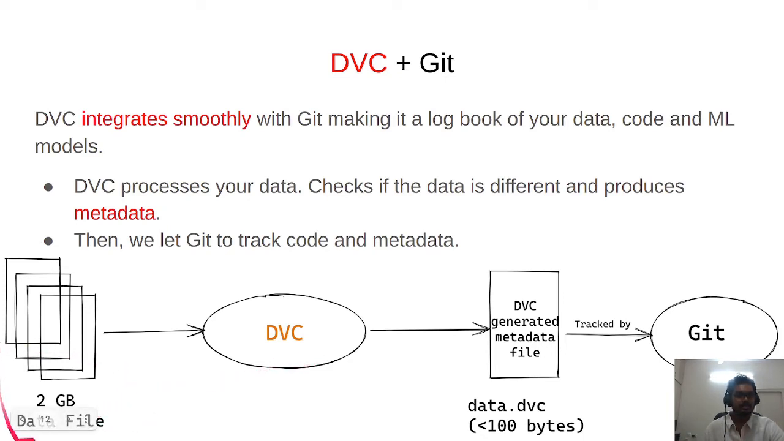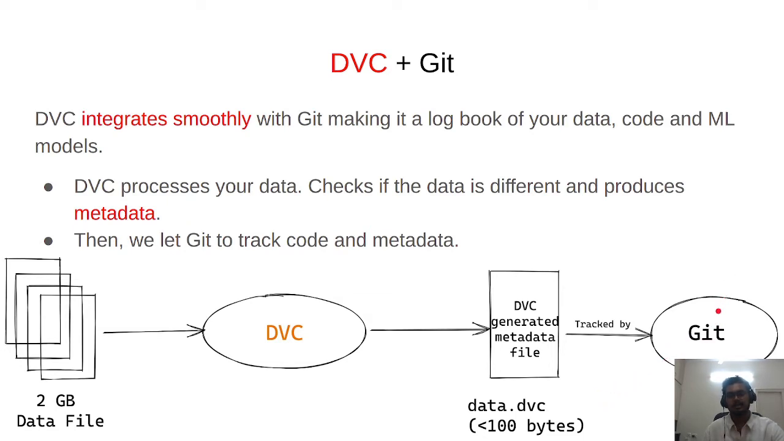So let's say you have a 2 GB data file. When you give this to DVC, it processes it and generates a small metadata file, which could be less than 100 bytes. And this small metadata file is given to Git. So now Git tracks both code as well as the data metadata.